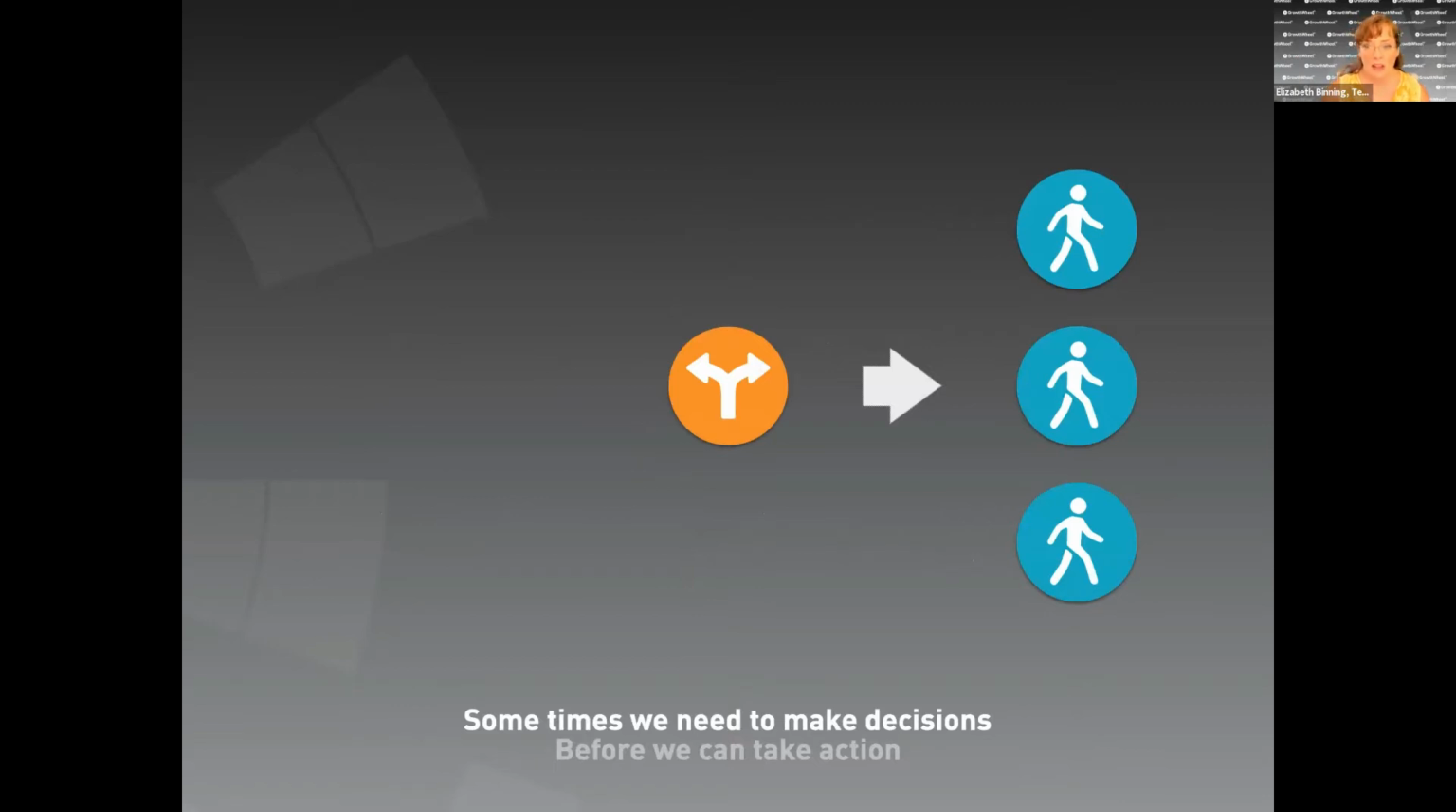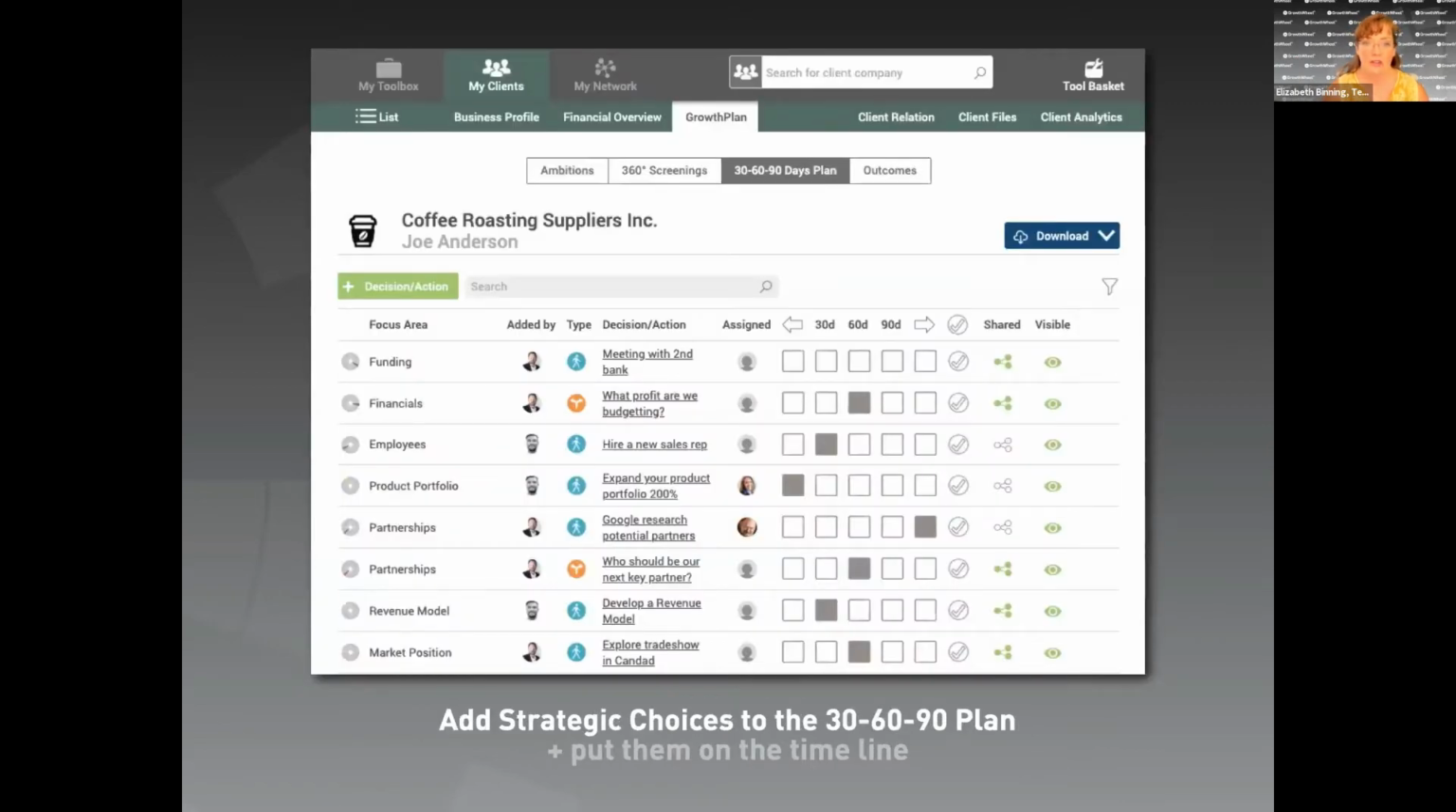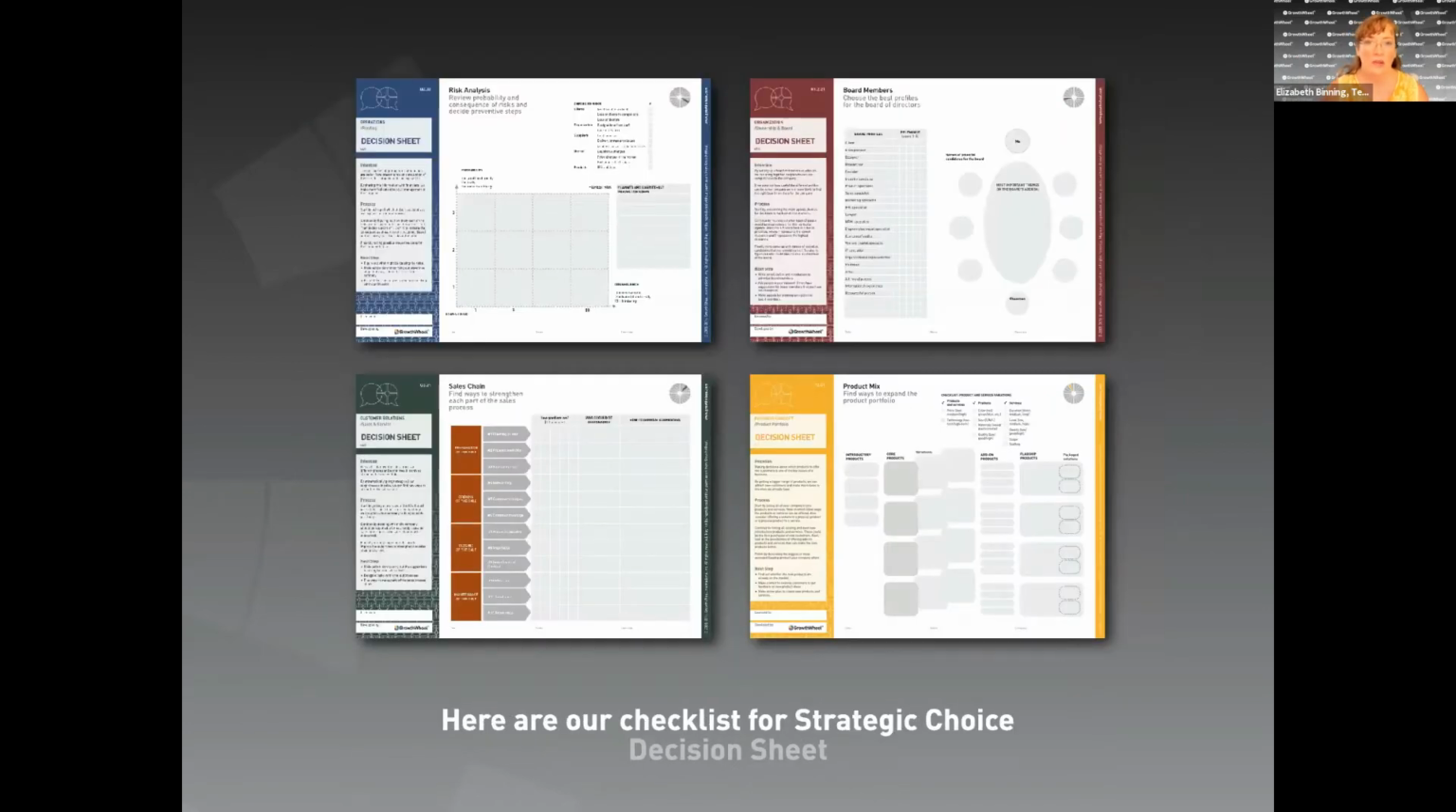But we can help our clients by adding those strategic choices onto the 30, 60, 90-day plan for them, put them onto a timeline so that they can see what's coming up and what they need to be considering. And using those GrowthWheel decision sheets really as a checklist for those strategic choices. So they see all those options, you can brainstorm with them and think through that.